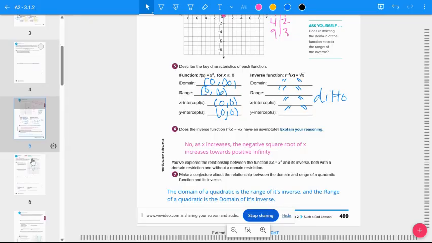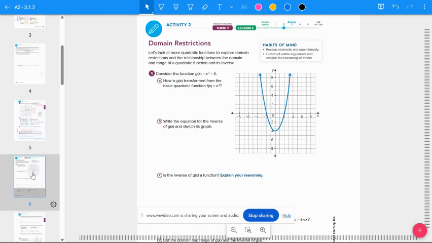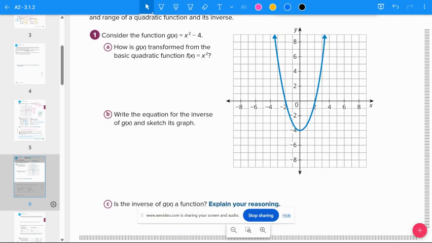So we know that a square root function now has like that little half rainbow shape, but you guys are coming up with a better word. So if we're going to restrict a domain, we can look at more quadratic functions to explore the relationship that it'll have with the domain and the range, the function and the inverse, what's going to happen to all of those things. So if we have the function g of x equals x squared minus 4, how is g of x transformed from the basic function of just f of x equals x squared?